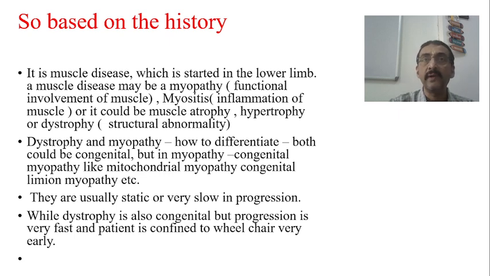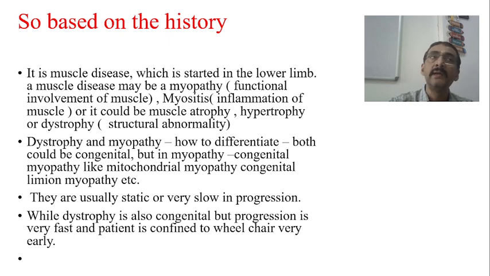Now, muscle atrophy, muscle hypertrophy, and muscular dystrophy are all considered under the category of structural abnormality of the muscle. Whereas myositis is inflammation of the muscle. Myopathy is a functional involvement of the muscle, not structural. The muscle function is not proper, but structure-wise it is normal. So muscular dystrophy comes under the structural abnormality of the muscle.